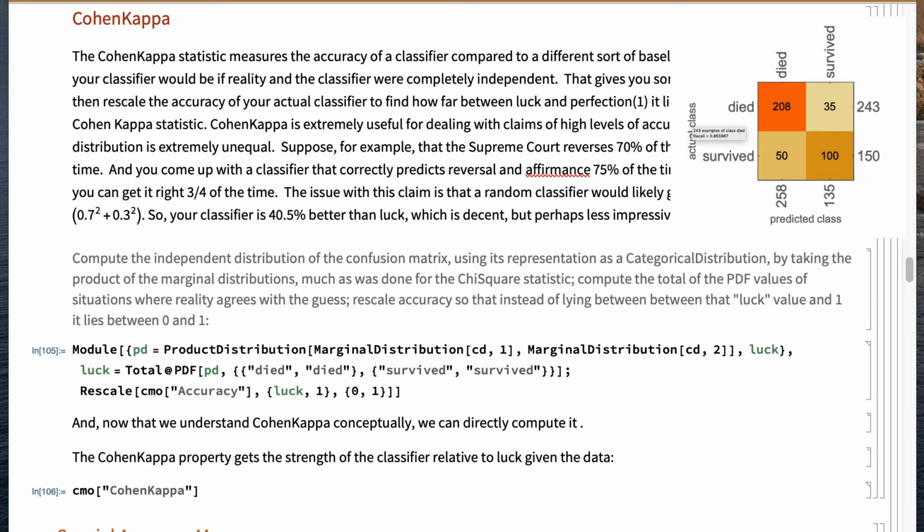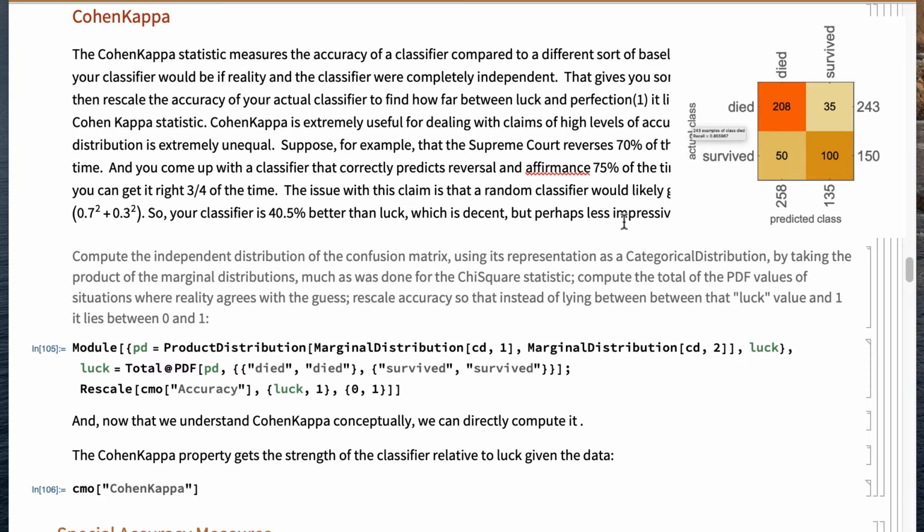Well, that's true, but it's also true that a random classifier would get it right 58% of the time. That is, there'd be like 49% of the time when you guess reverse and it would reverse, and there'd be another 9% of the time when you'd guess affirm, and in fact the court would affirm. So your classifier is like 40.5% better than luck, which is good. Nothing too embarrassing about that, but it is a little less impressive than that 75% number.